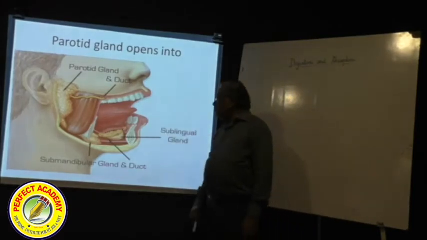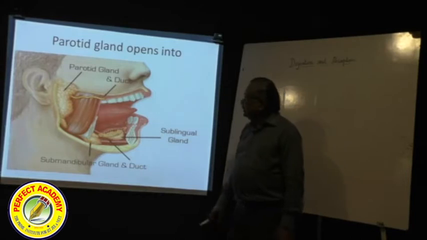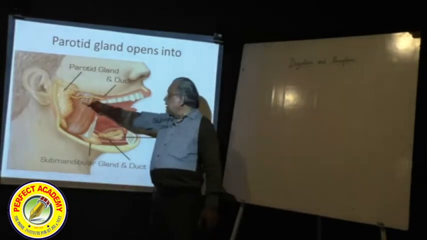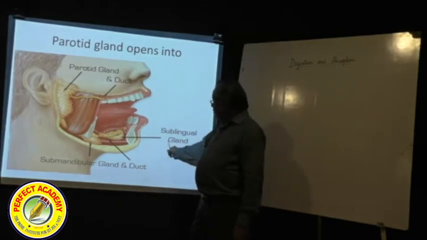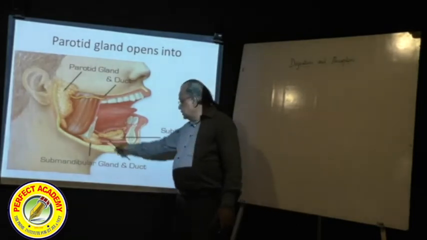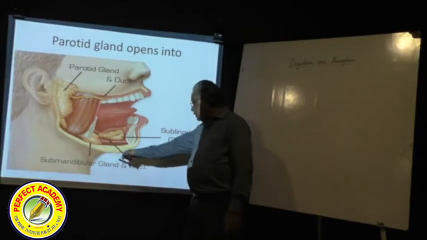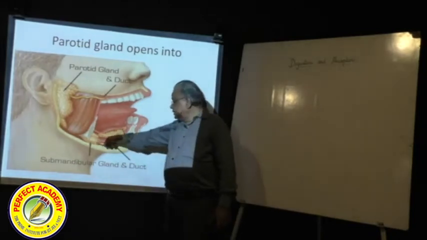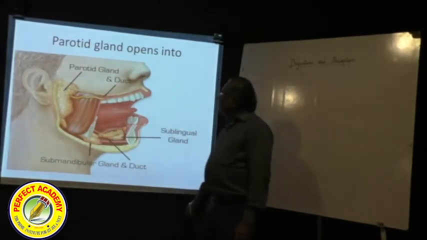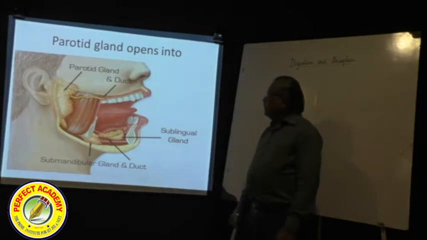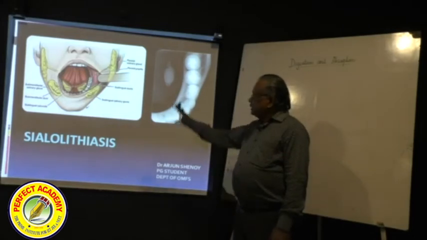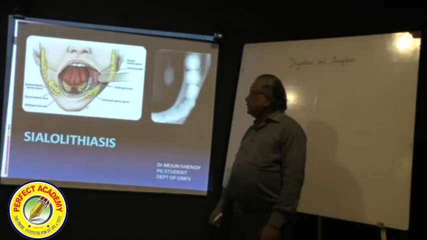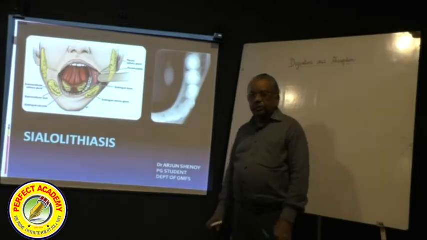Now this picture will provide you some information about the ducts. Here the parotid gland and the respective duct, Stenson duct, and the sublingual gland, which opens below the tongue, and the submandibular gland, which opens at the angle near the incisor. Next. Okay, these are the explanatory pictures, but you just understand the name of the gland, name of the duct, and its opening. Next.